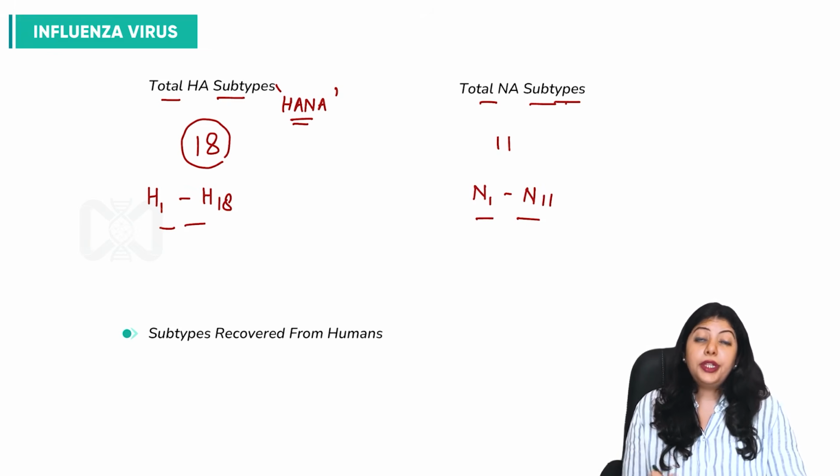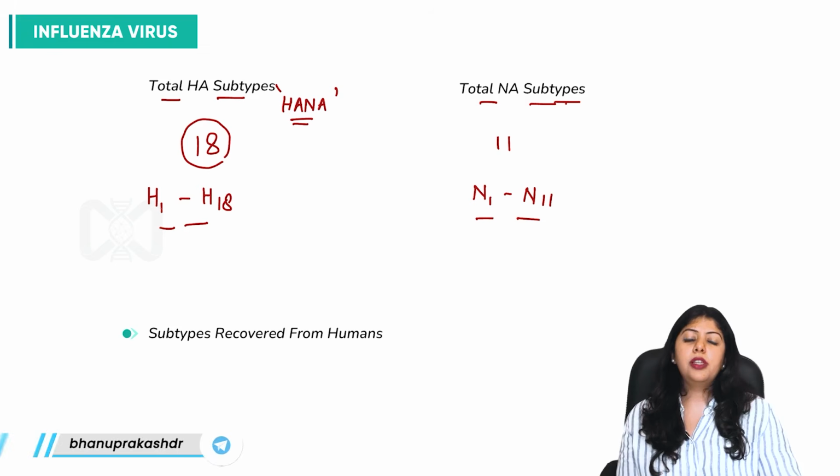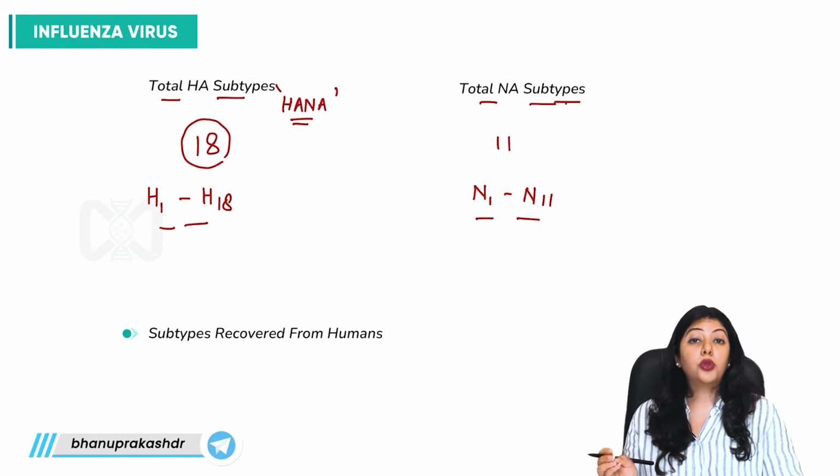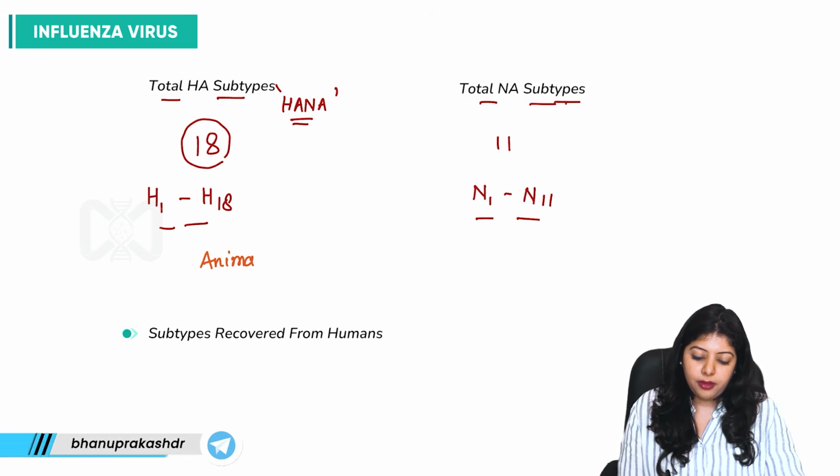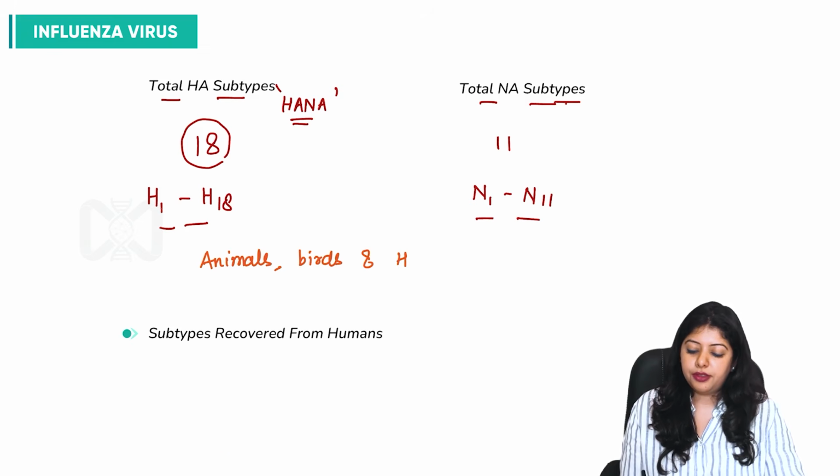So these are the total number of subtypes, and most of these subtypes are associated not only with human beings but also with animals, birds, and human beings.